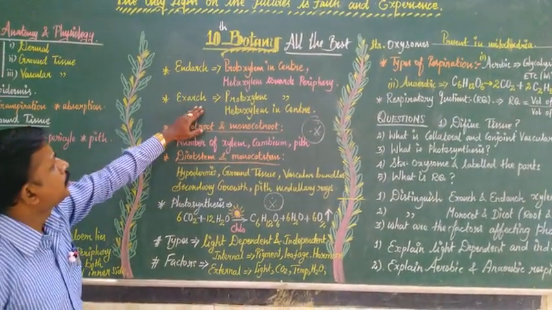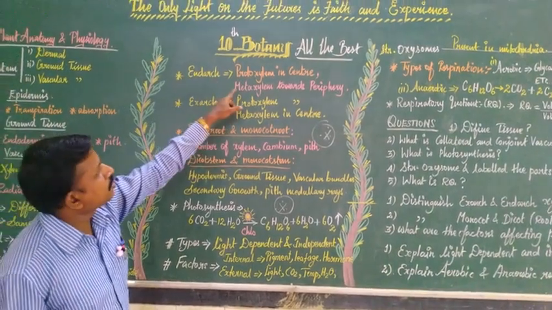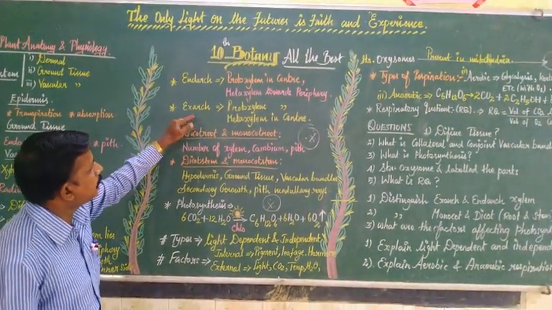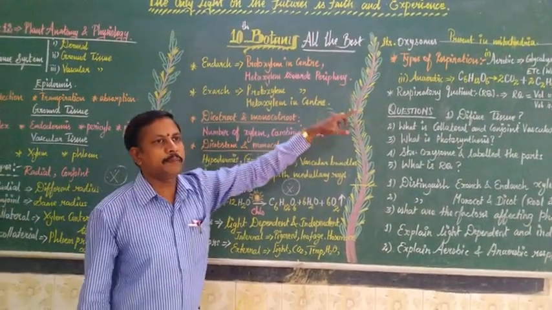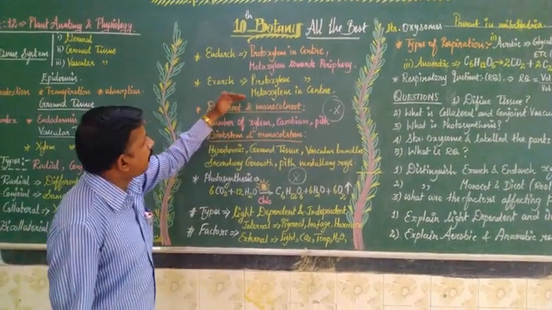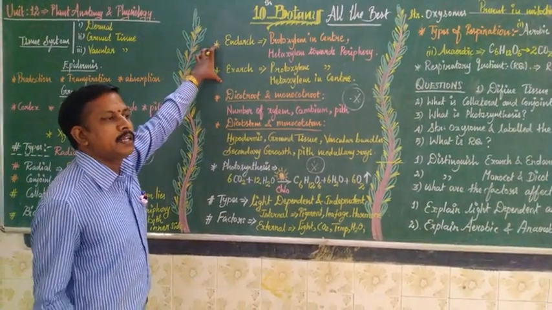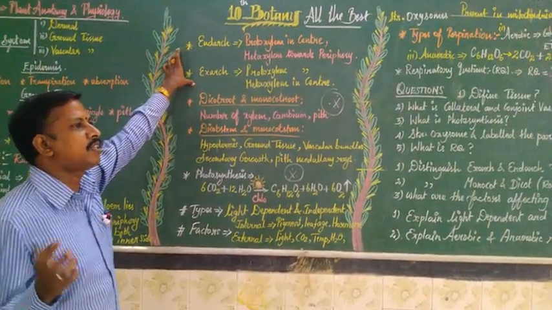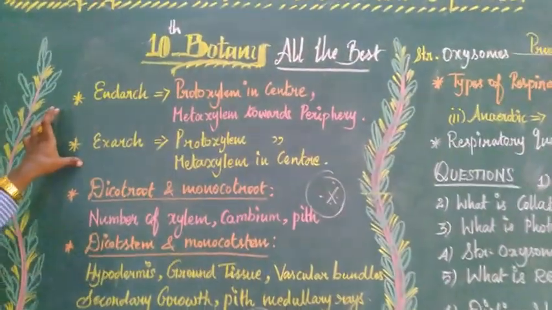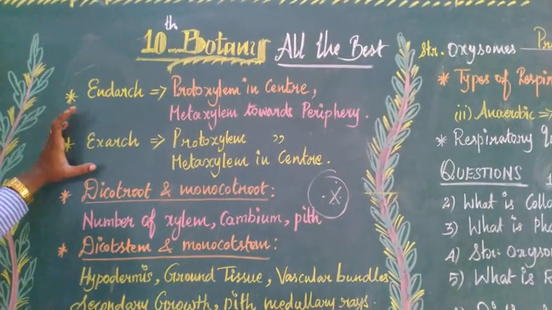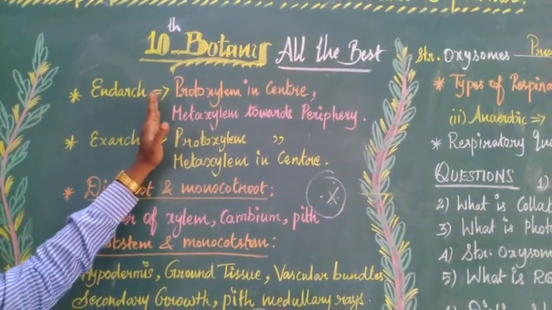Next, exarch. Endarch means protoxylem in the center. In exarch, protoxylem is towards the periphery, that means the corner, and the metaxylem is present in the center. Okay, so this is very important. Sometimes they ask a 2 mark question: the difference between endarch and exarch. You have to study this one. These terms you should remember.